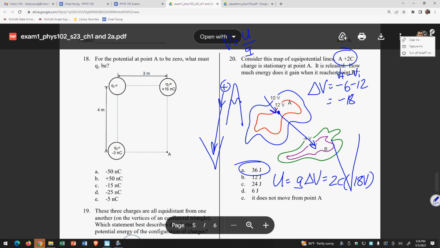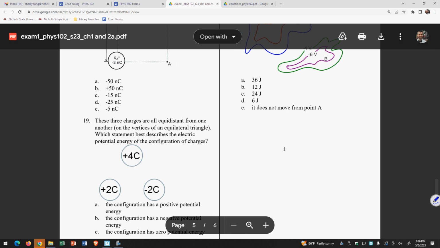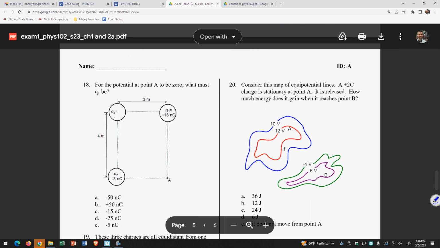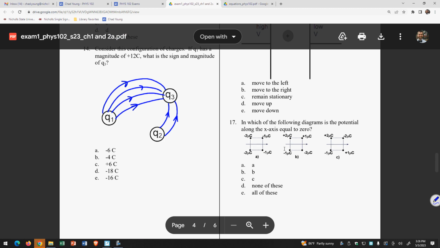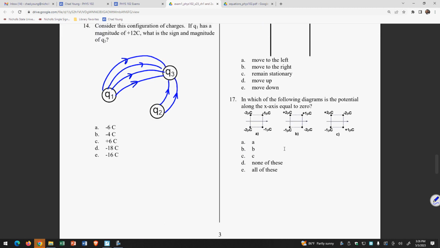Can I clear this? Yeah. All right, let's see. Go back to 17. Uh-huh. Can we show what it would look like?